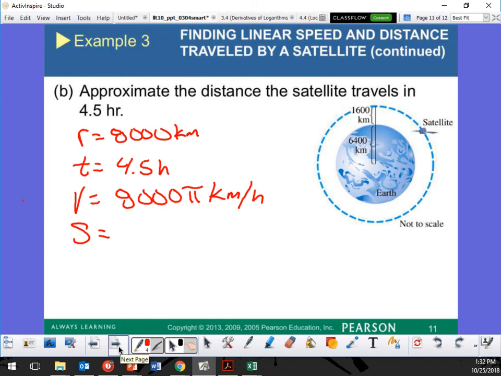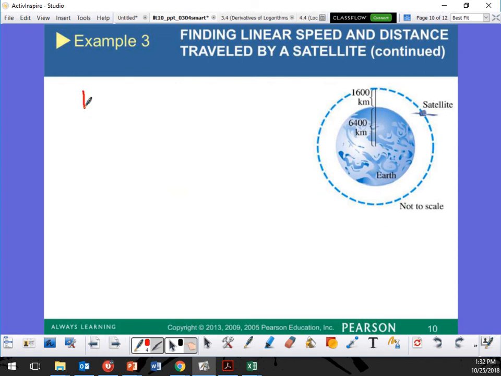Okay, let's do that. So V equals S over T. Okay, so now I'm going to use this slide right here. So V equals S over T. Okay, so 8,000 pi is equal to S over, what was my T? 4.5, right? 4.5 hours. I'm not going to put the hours in there, and I'm not going to put in my kilometers per hour because I don't want to confuse you guys with a whole bunch of other things. So we just need the numbers out of this. So now let's do the math. We're trying to get S by itself.